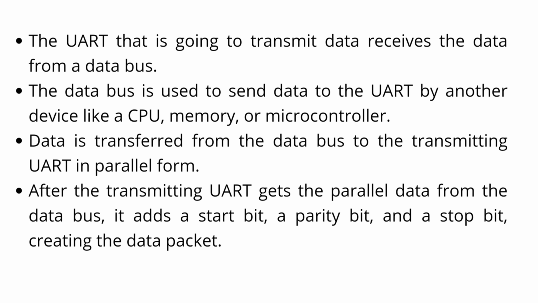The UART that is going to transmit data receives the data from the data bus. The data bus is used to send data to the UART by another device like a CPU, memory or microcontroller. Data is transferred from the data bus to the transmitting UART in parallel form. After the transmitting UART gets the parallel data from the data bus, it adds a start bit, a parity bit, and a stop bit, creating the data packet.